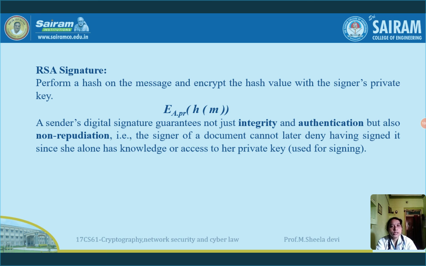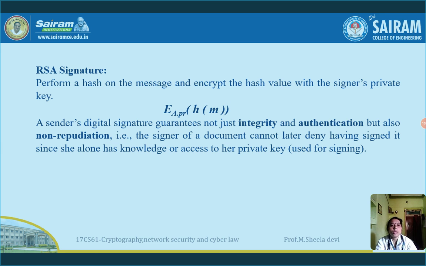Now what happens? The receiver will decrypt with the public key. If it has been encrypted with the private key of the sender, he will decrypt with the public key of the sender and he will get H of M. Now what will he do? From H of M, it is not possible to calculate M. So what should be done? Whenever I want to use hashing, first I need a message. So along with the message, this digital signature also will be sent.